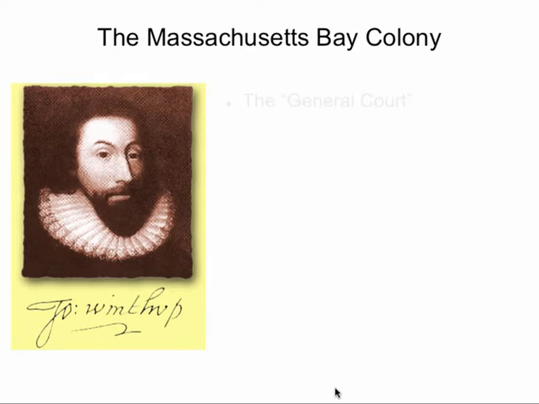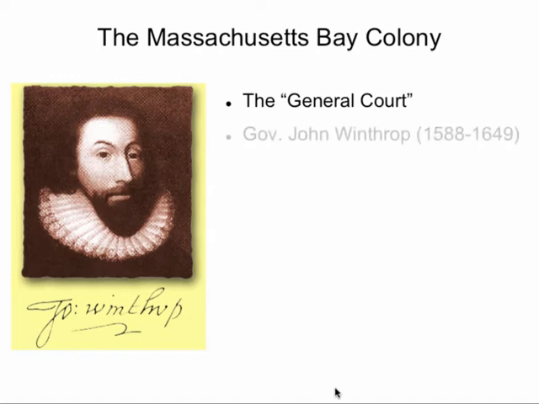When the charter was transferred to Massachusetts Bay, essentially the whole group of stockholders in the company became the government of the Massachusetts Bay Colony. The legislature of the colony was renamed the General Court. And the freemen of the colony, the voters in the colony, got to elect the governor.